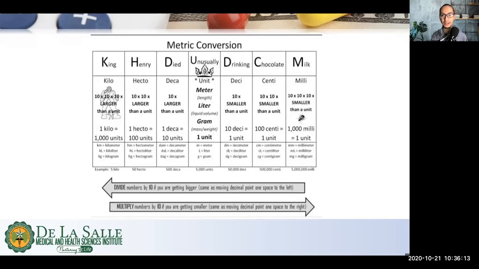Okay, so from kilo to milli, so the mnemonic says, King Henry died unusually drinking chocolate milk. K stands for kilo, H for hecto, D for deca, U is the basic unit, the other D is deci, then we have centi and we have milli.